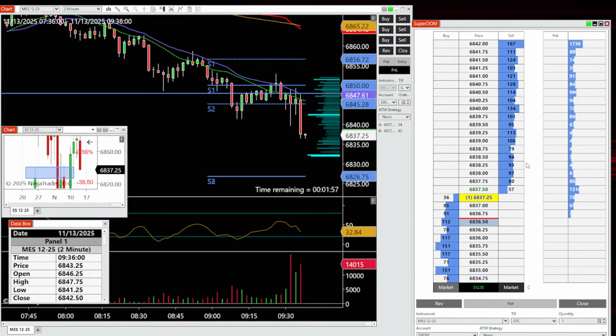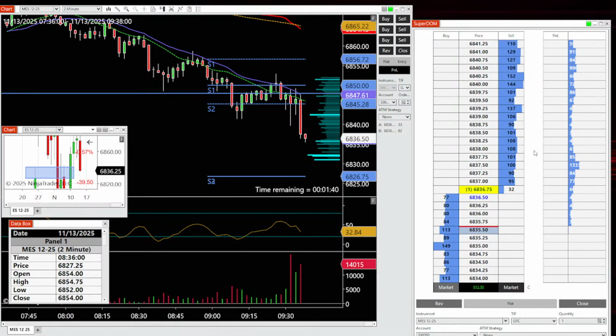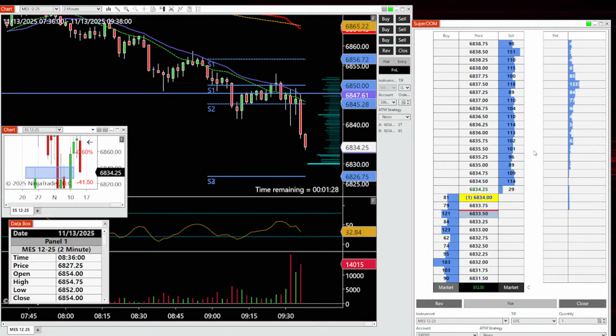I don't know if we're gonna get a pullback and then a rollover. May not get it. But the 26 may play out early in the day. It's gonna play out in the first 15 minutes.